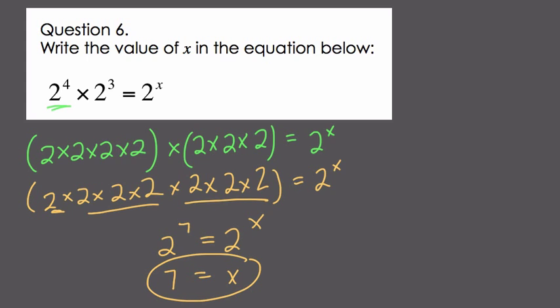Another way of thinking about this: because the bases are the same, right, 2 and 2 are the same bases, if x is 7, that's the sum of these two exponents. And what we can always do is add our exponents when the bases are the same and we're multiplying. And that gets us the new exponent in the product.